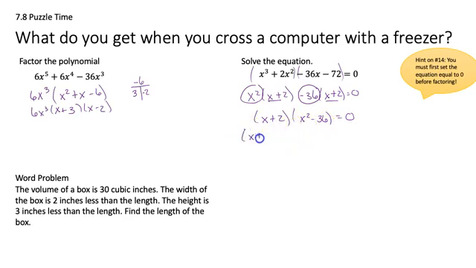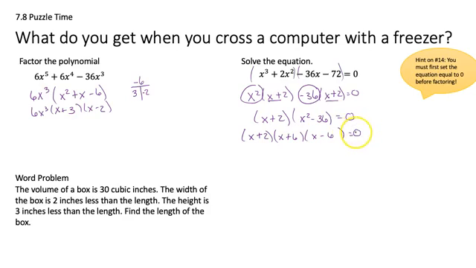I'm going to keep the x plus 2. That is addition, so I don't have to check that one. But x squared minus 36 is the same as x plus 6 and x minus 6. Again, that is a difference of squares. There's the difference. X squared and 36 are both perfect squares.